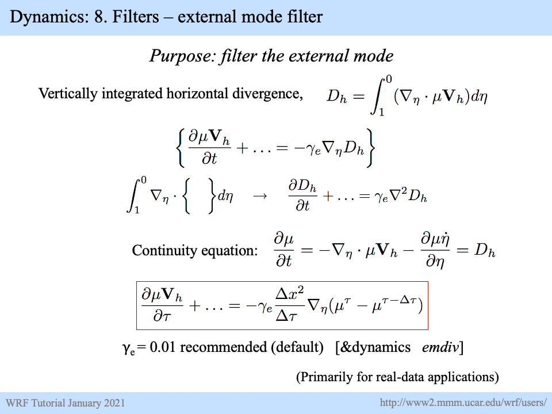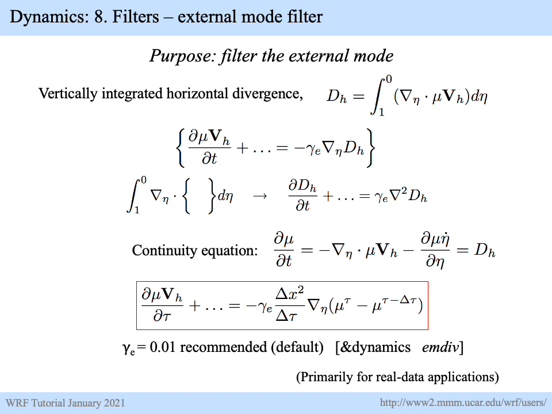And we can damp those modes by damping the vertically integrated divergence. The vertically integrated divergence is essentially the horizontal divergence averaged in the column, and that's what we have here, the first equation. And when we put that damping into the momentum equations, we damp those modes. The default parameter recommended here is 0.1. You'll find that in the dynamics subsection of the namelist.input, and the variable is emdiv.